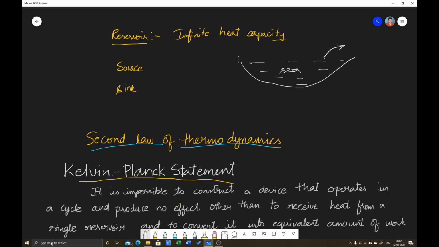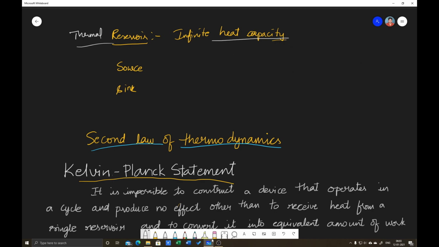So if you take a bucket of water out of the system, will it make any difference to the sea? There won't be any difference to the sea. And also if you pour one bucket of water into the sea, it won't make any difference. So we can say that the sea is a reservoir of water. Similarly, here we are talking about a thermal reservoir. So it is of infinite heat capacity.